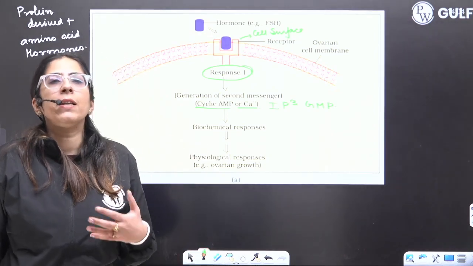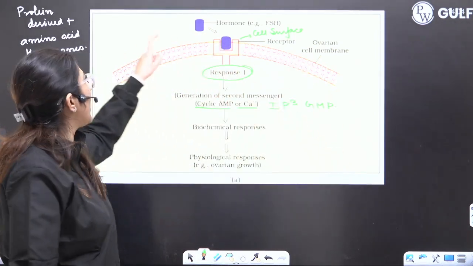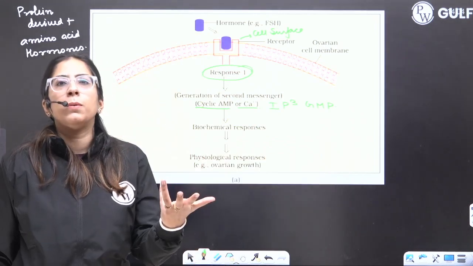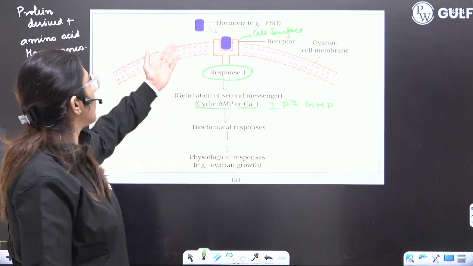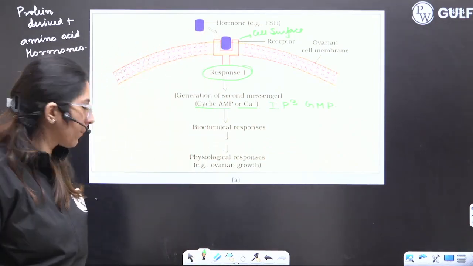So it's like a relay reaction. I will transfer the information to you, you will transfer the information to someone else, because I cannot cross a membrane, because this is hydrophobic and these hormones are hydrophilic.